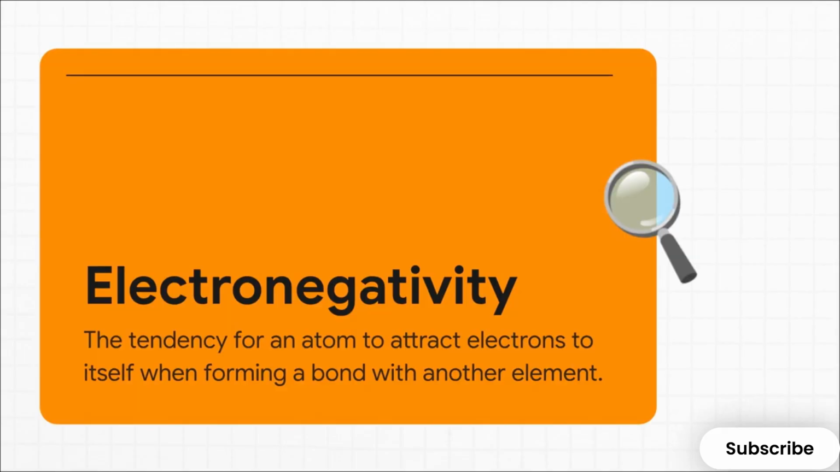And just like we did before, you're going to start your answer with that textbook definition. It's just the best way to start. Electronegativity is the tendency for an atom to attract electrons to itself when it's forming a bond with another element.